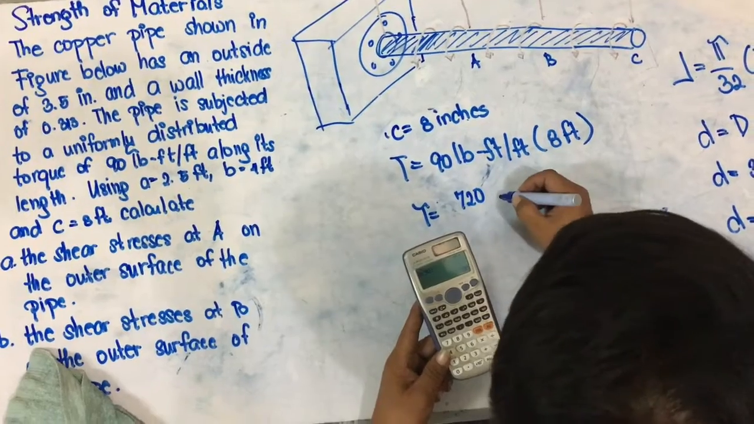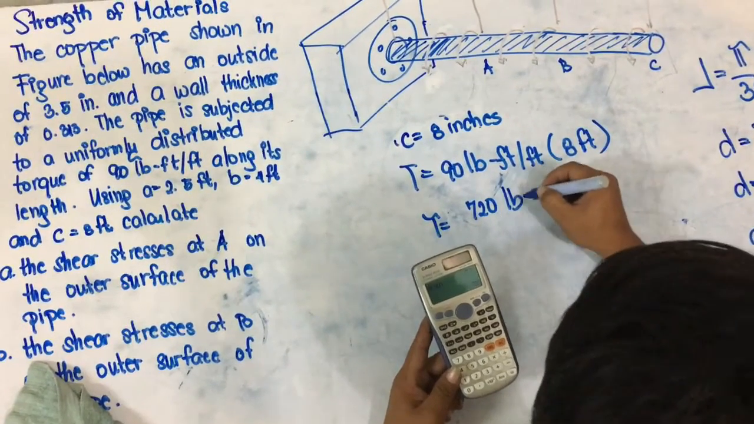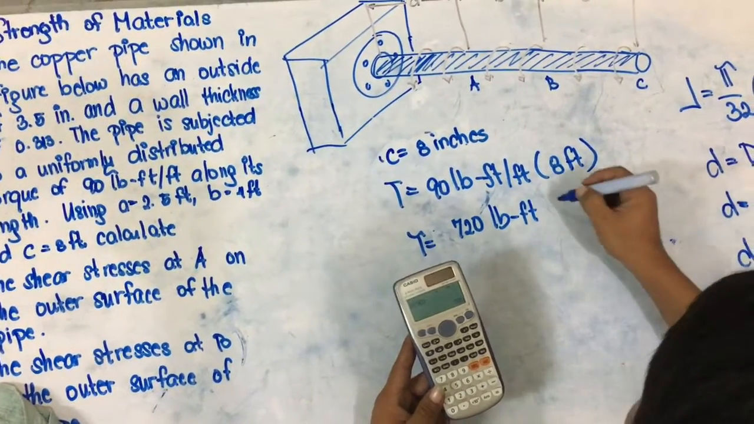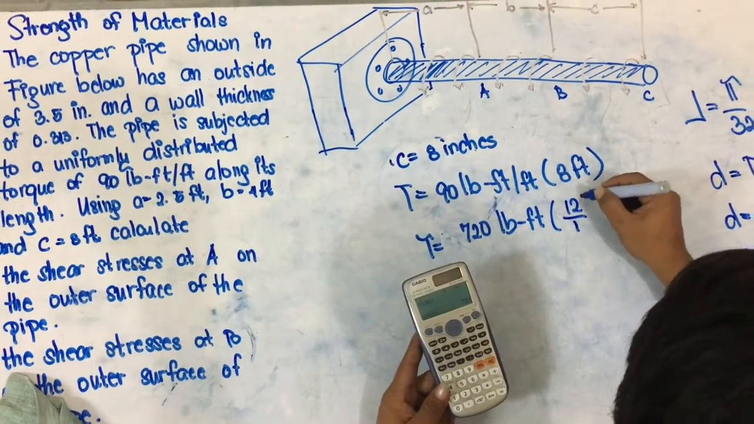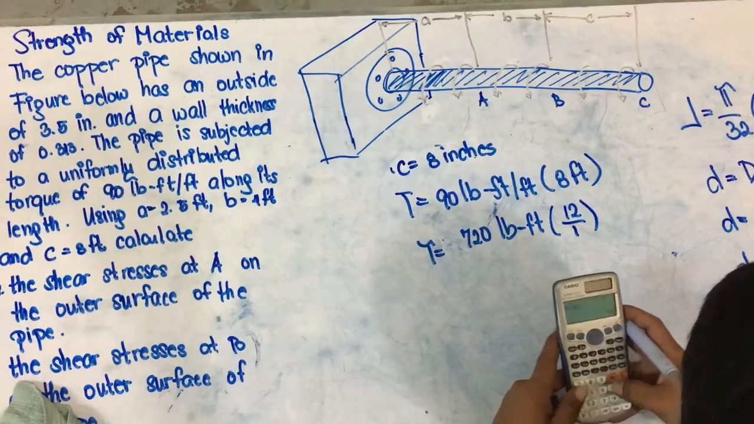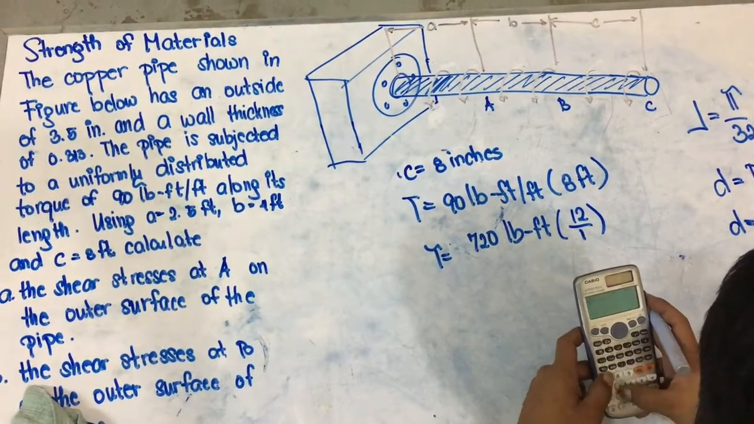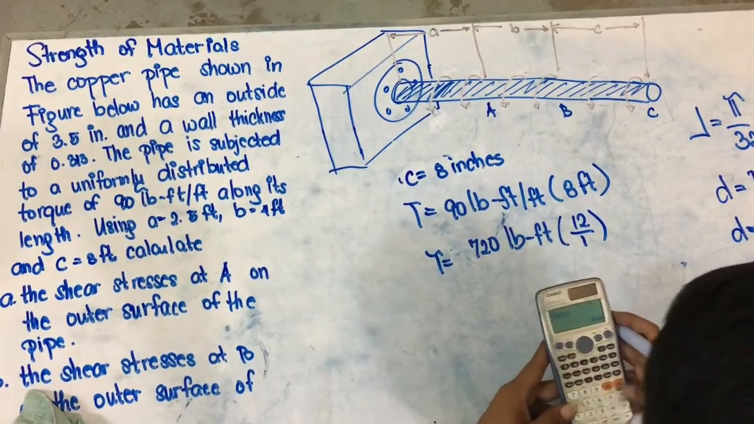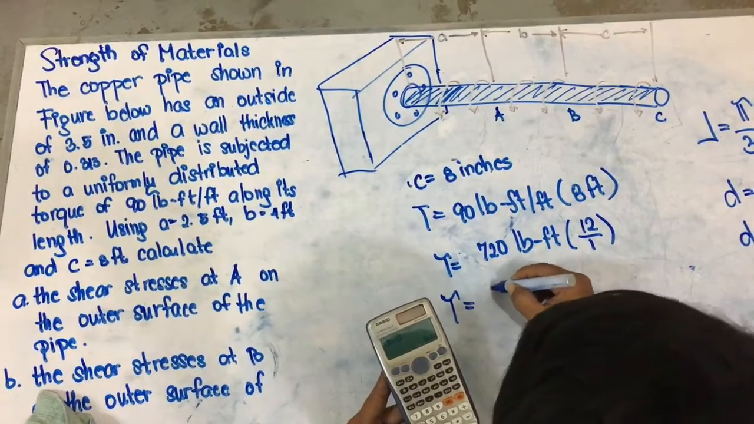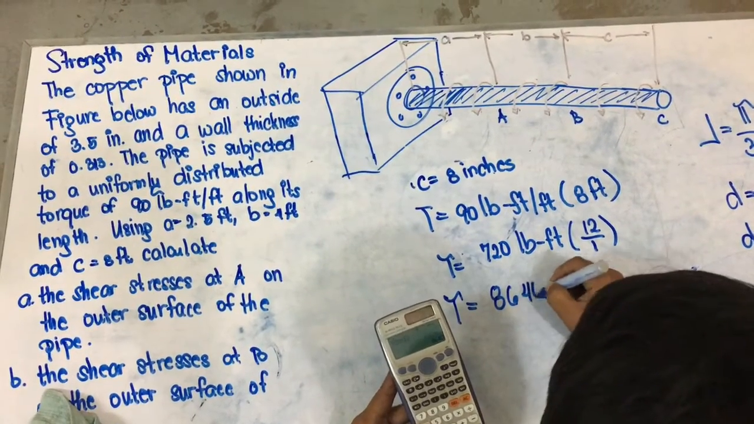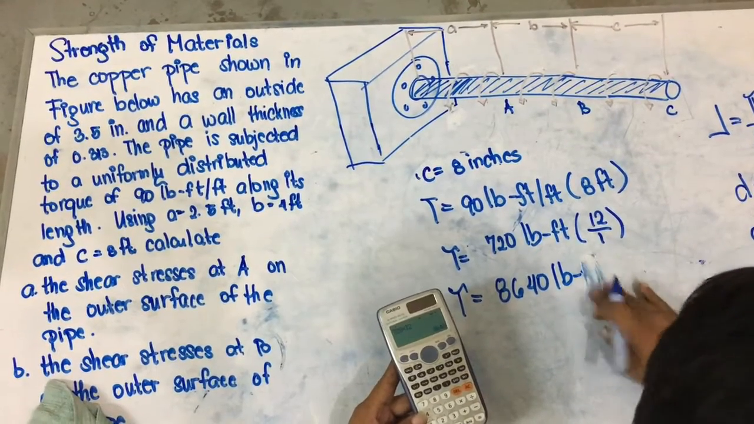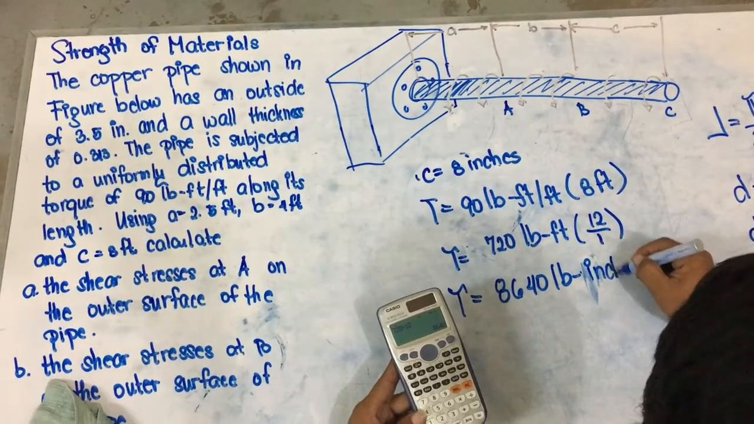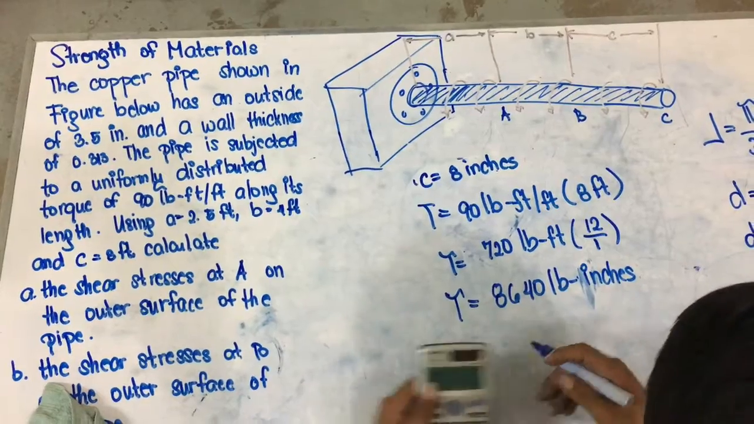So we have 720 pound-feet. Same as we did before, we need to convert it into inches, so 720 times 12. So we have a torsion of 8,640 pound-inches. Now we're ready to solve the shear stress at B.